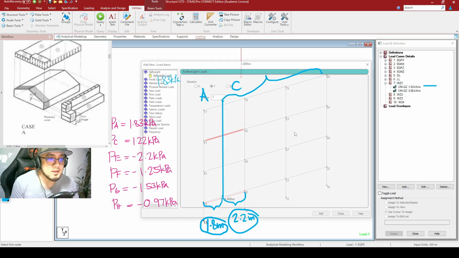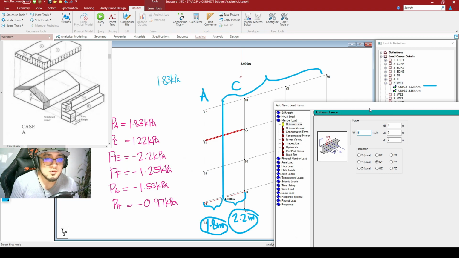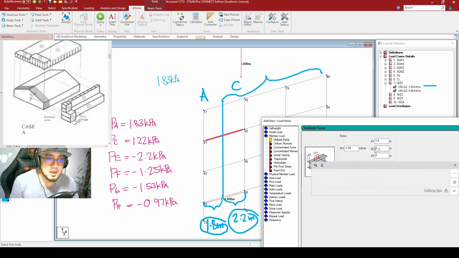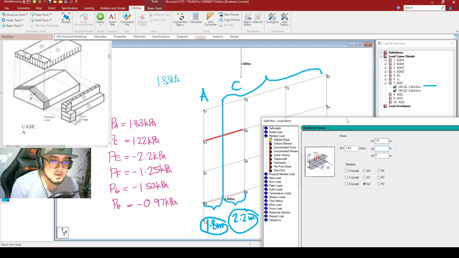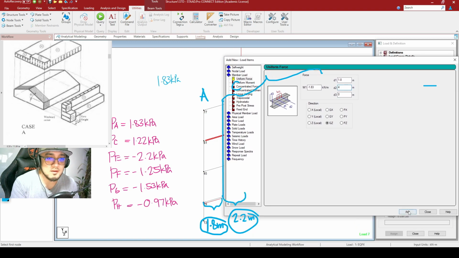So I would be clicking add. Then let's go to member load. So this is now to be equal to negative 1.83. Then it is to be acting at the global z direction, and it's D1. So the starting point right now is to be 1.8. And the ending here, so if you would be starting at 1.8 meters, you would now be ending at 4 meters. So 4. Then I would now be pressing add.